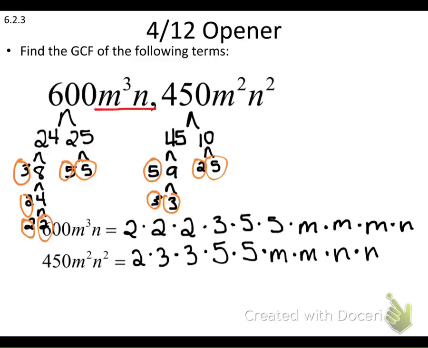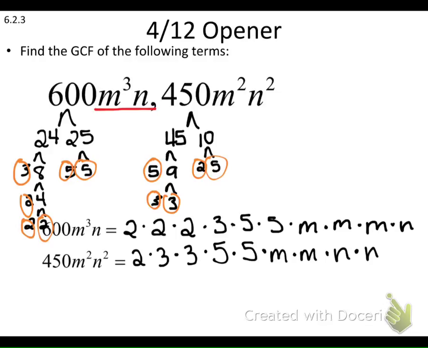That's all we do for this? Not yet. We're not finished yet. Make sure that these numbers all line up so they're nice and organized. So when we start to find the numbers or the variables that they have in common, it's easy for us to just go 2, 2.